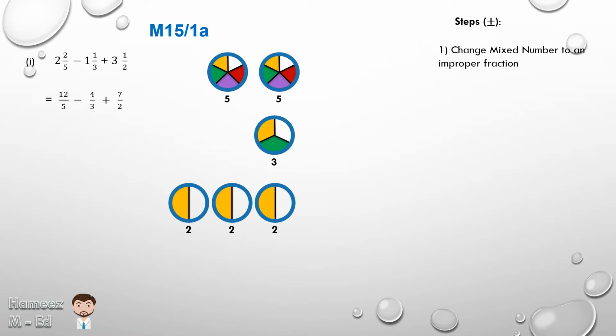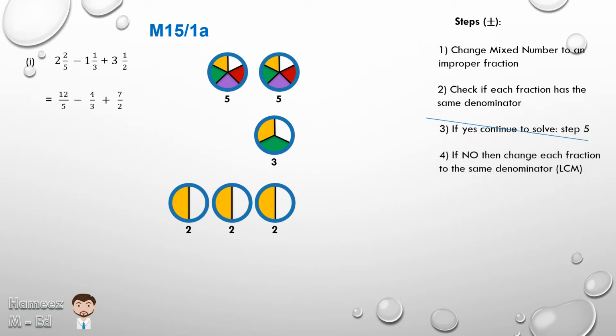Please note that we write them vertically downwards. Keep one under the other so you can easily see how this flows. Now we look at step 2, which is to check if each fraction has the same denominator. The denominators are 5, 3, and 2. So we need to work out the LCM, or the common denominator.